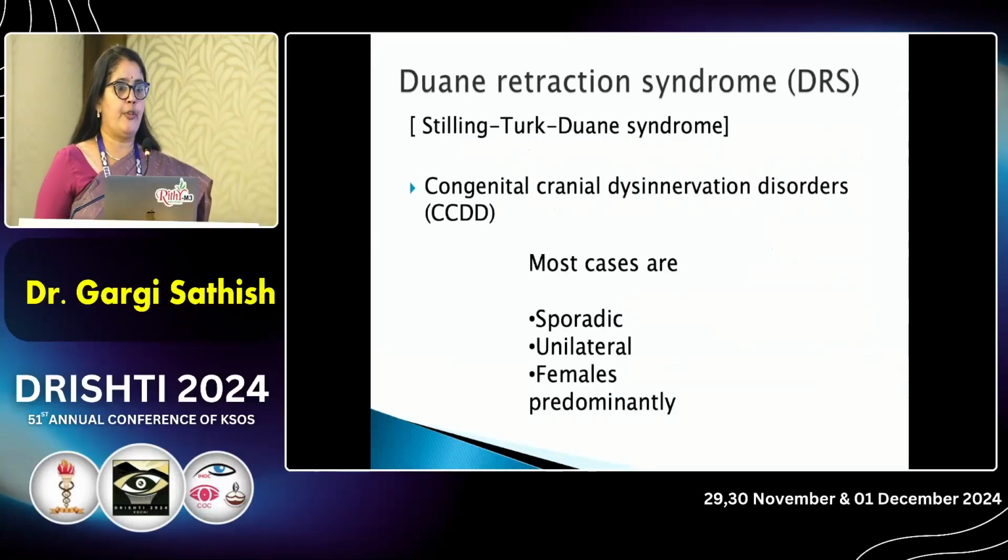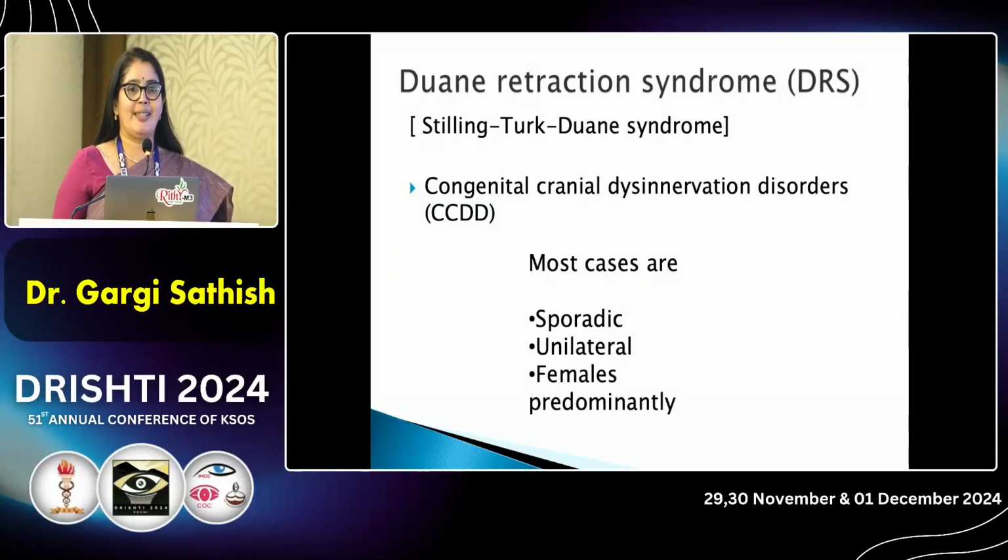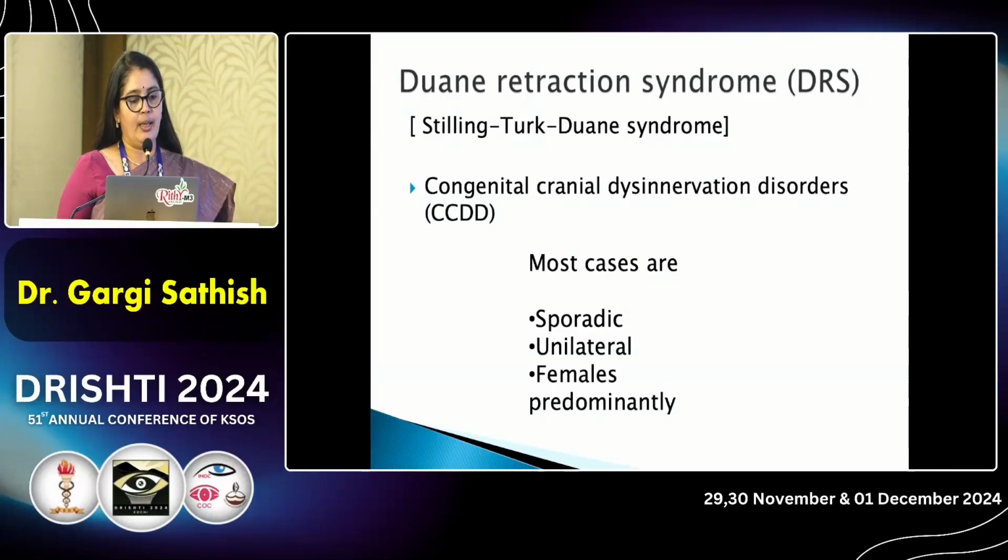Going straight to the topic of special strabismus types, I will just rush through our favorite types. The favorite of everyone will be the Duane, because it is very easy to diagnose. Even my JR1s are very happy to see a Duane's because they can easily diagnose the condition. But it has its own intricacies. It comes under the congenital cranial dysinnervation disorders. Most cases of Duane's are sporadic, they are usually unilateral, and somehow it is seen slightly more in female children.